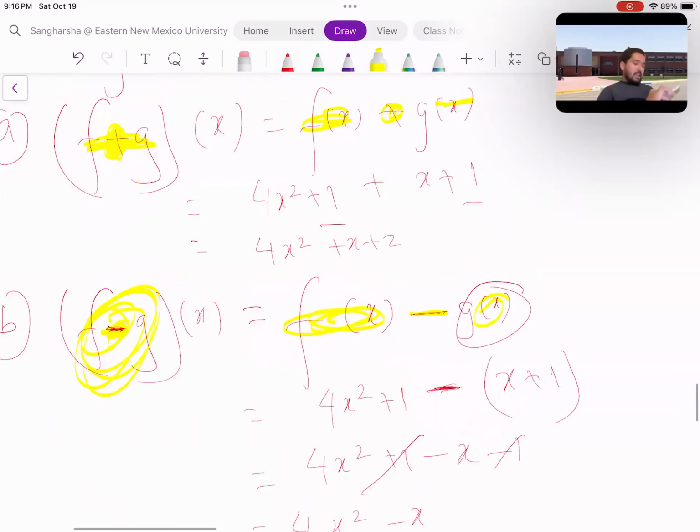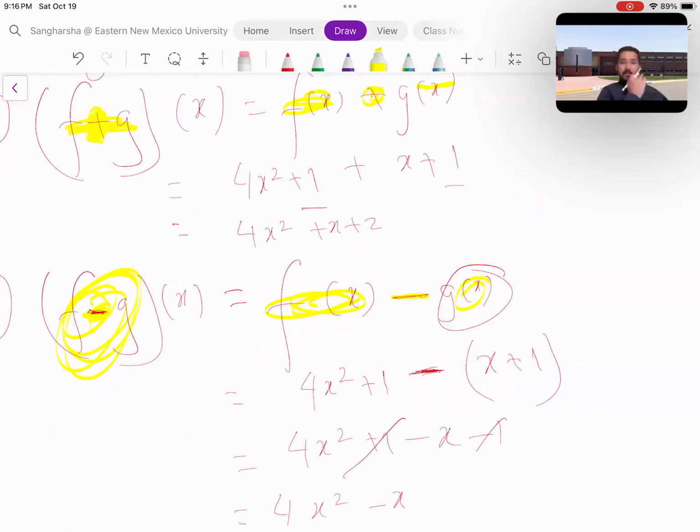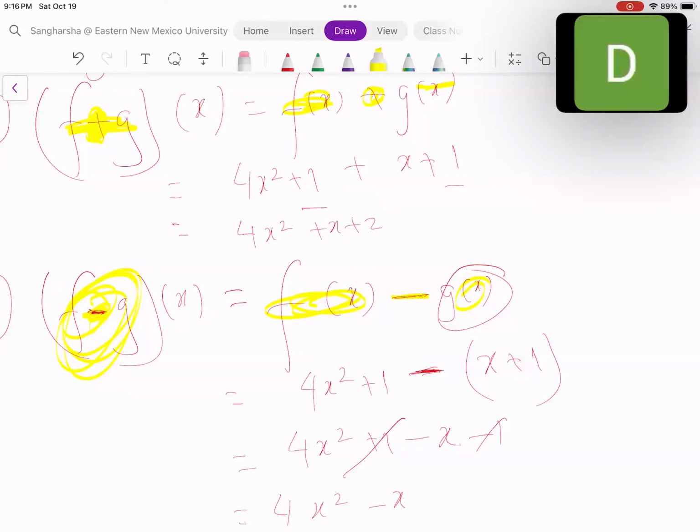Do you think I need to redo these two, A and B? Is it okay if I skip, or do you want me to redo A and B? I think it's okay. Straightforward, yeah.